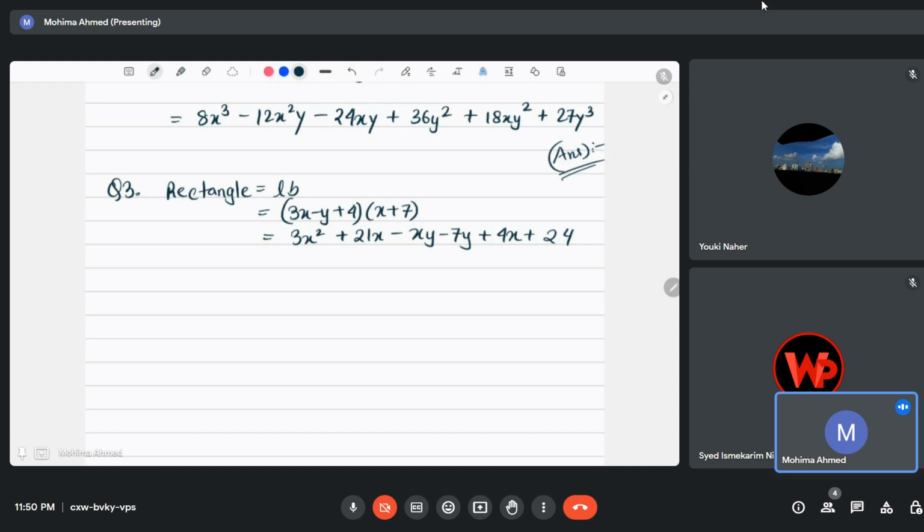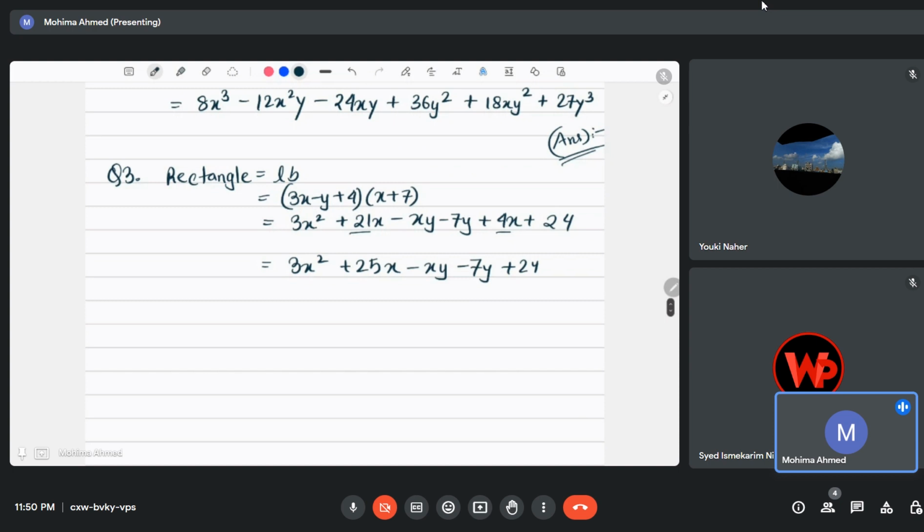Yeah, simplification is possible. Like when we have 21x and 4x, so we can write 3x squared, 25x, then minus xy, then minus 7y, and lastly we have 24 over here. Okay, this was the area for the rectangle. Now do the same calculation for the square.